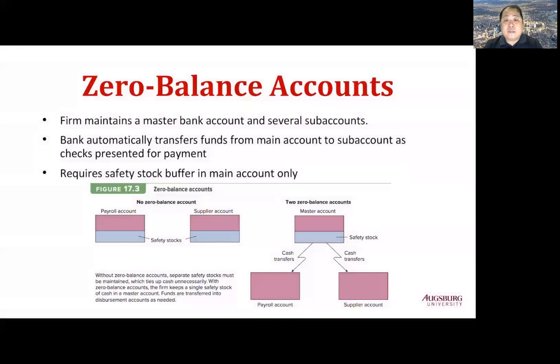Instead of having safety stocks for each sub-account, the firm holds a safety balance in only the master account and has several zero balance accounts. The bank automatically transfers funds from the main account to sub-accounts as checks are presented for payment. That way, the firm does not need to hold too much cash.